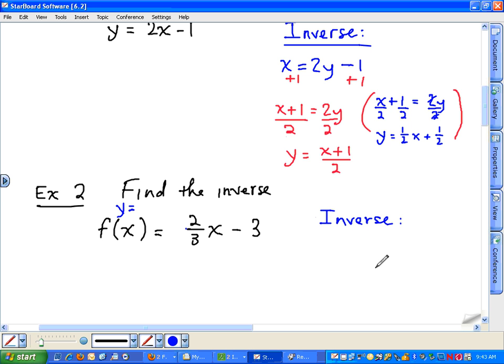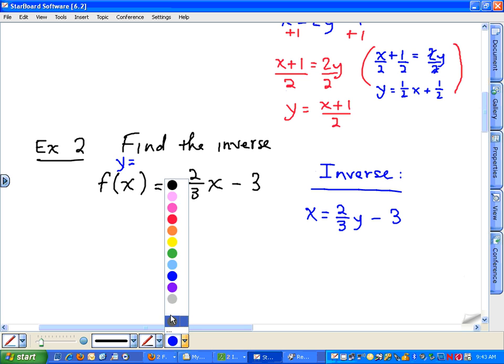Yeah, that's okay. Switch the place of x and y. That's the same first step as the last problem, right? The second step is the same. You solve for y. Now this one, a little bit trickier, but not much. What'd you do first? Add the 3. So that's going to be, let's see, we're going to have x plus 3.